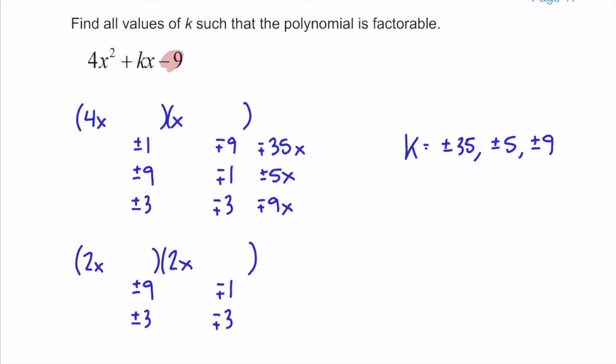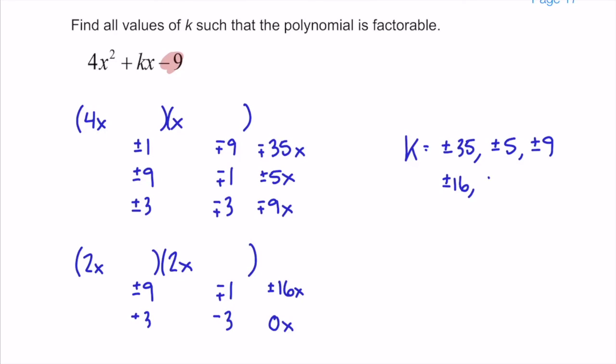Now down below, all I really need to think about is what's the difference between 1 and 9? It's 8. And then 8 times 2 is 16. So this is going to give me plus or minus 16x. So I can add plus or minus 16 to my list. And then the last one's interesting. Because it's the same value, 2 times 3 and 2 times 3, but opposite signs, I'm going to get 0x. Okay? And I actually only am technically considering one of these options because both of them are the same. So I get 0x. So k could also be 0.